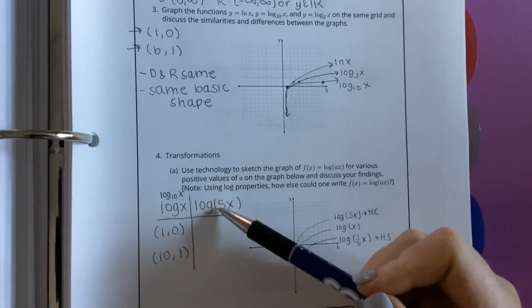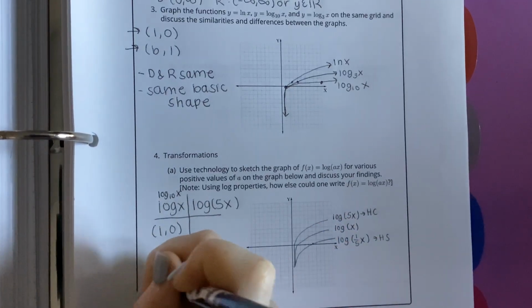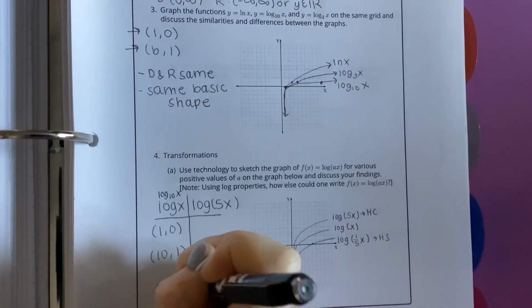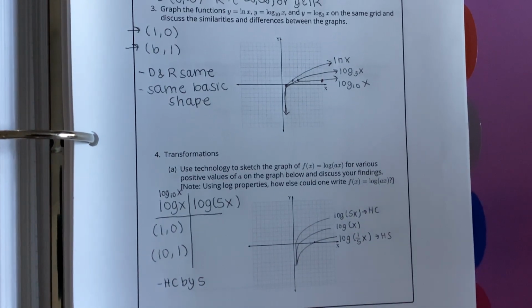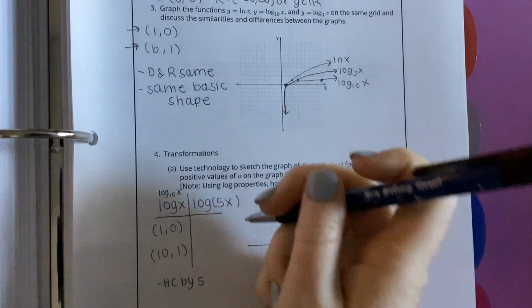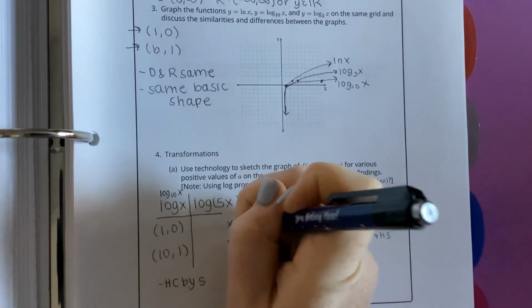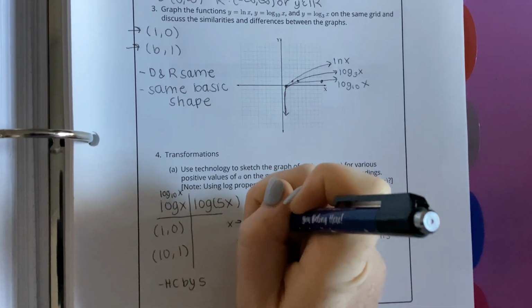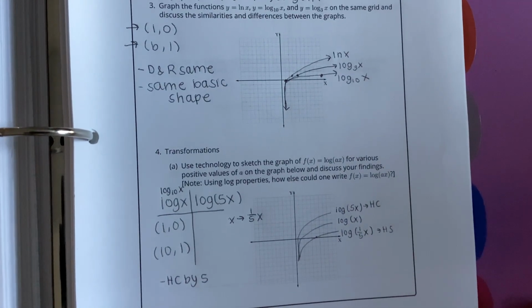If I wanted to do log of 5x, we said that that was a horizontal compression by 5. So when you go to change your x values, you need to change what your x values are. So if it's a horizontal compression, that means to go from our original x to our new one, we're multiplying by a 5th, or you're dividing by 5, however you want to think of that.